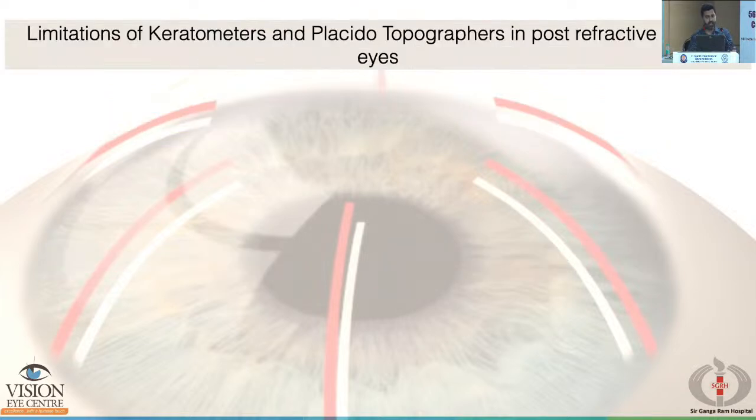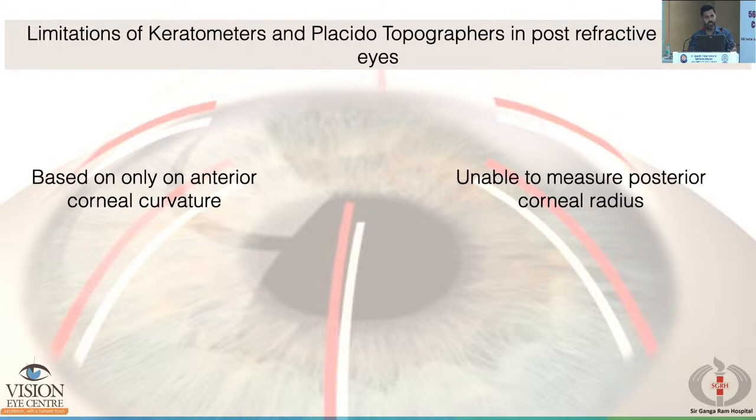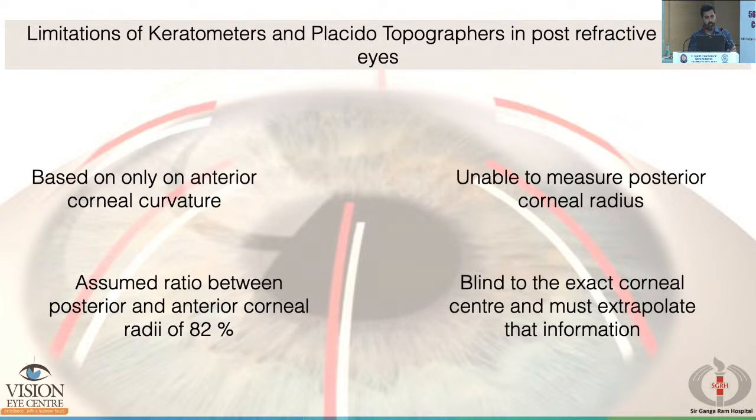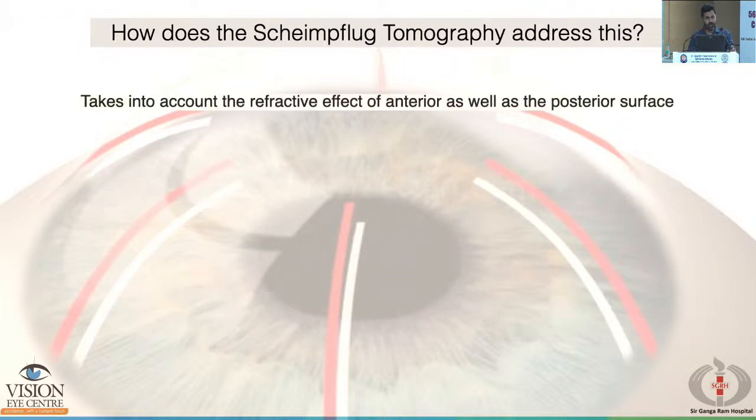The limitation that our optical biometers, keratometers, and the Placido topographers have is that they are basically measuring only the anterior corneal curvature. They are not able to measure the posterior corneal radius, and they assume the ratio between the posterior and anterior corneal radius. Also, they are blind to the actual corneal center, and this information needs to be extrapolated. This is where Scheimpflug tomography helps us, because it is able to take into account the refractive effect of the anterior as well as the posterior surface.